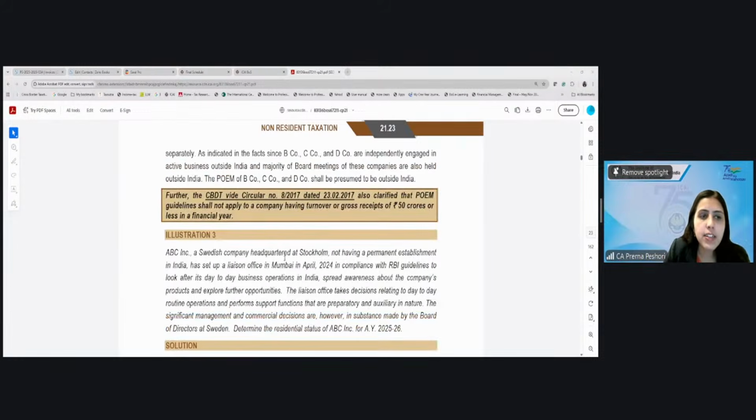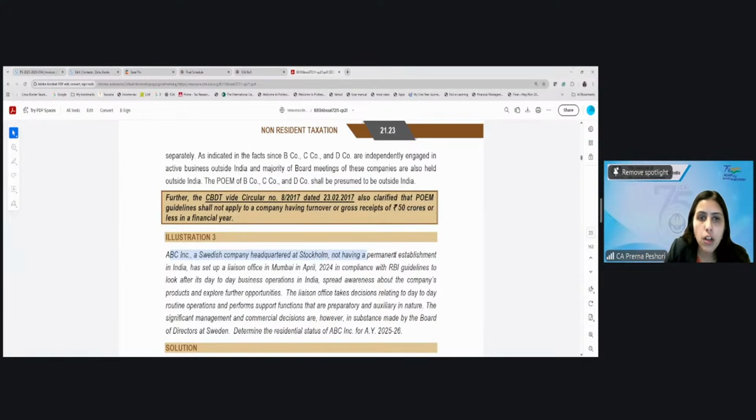Next is ABC Inc., a Swedish company headquartered at Stockholm, not having a PE in India, which has set up a liaison office in April 2024 in compliance with the RBI guidelines to look after its day-to-day business operation in India, spread awareness about the company's product, and explore further opportunities. The liaison office takes decisions relating to day-to-day routine operation and performs support functions that are preparatory or auxiliary in nature. The significant management and commercial decisions, however, are in substance made by the board of directors in Sweden. Determine the residential status of ABC Inc. for 25-26.